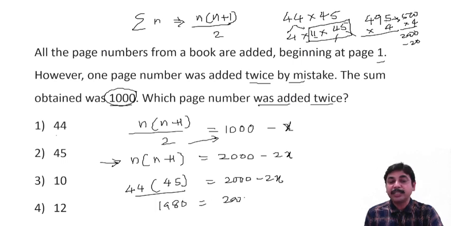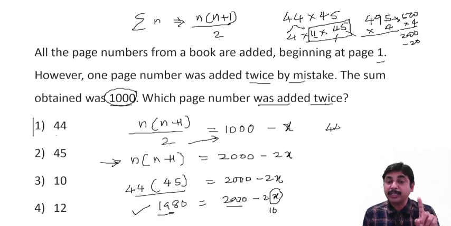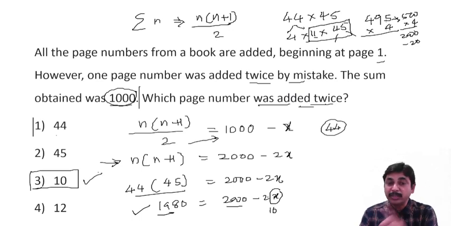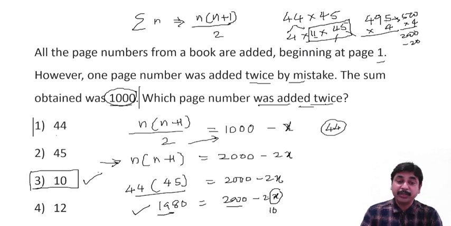Now to satisfy this equation, what value of x should I plug in here? I should plug in 10 here. If I put 10 here, 2 tens are 20, and 2000 minus 20 is this one. So both are satisfied. So what is the page number which is added twice? There are total 44 pages, but you are supposed to find which page number is added twice. The page number 10 is added twice. So that is your answer. 44 is not your answer. The page number 10 added twice is your answer.